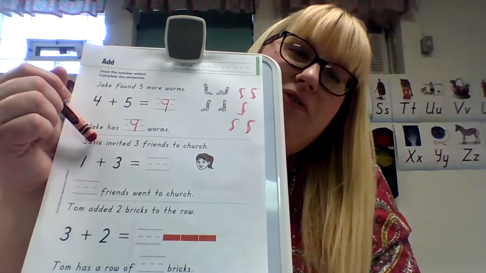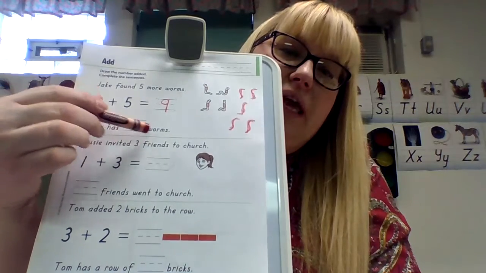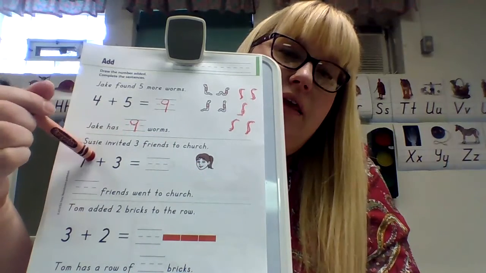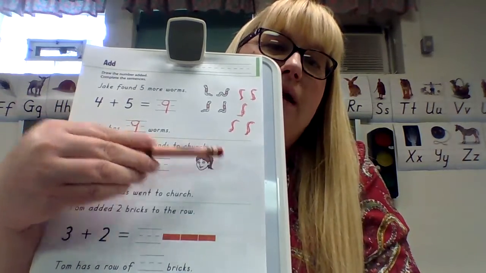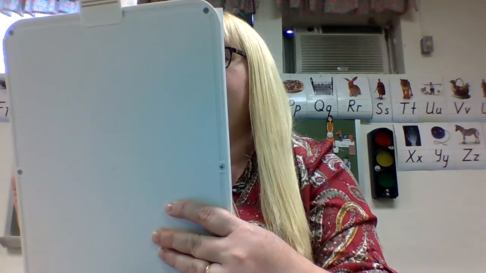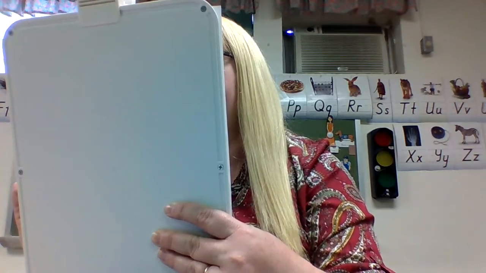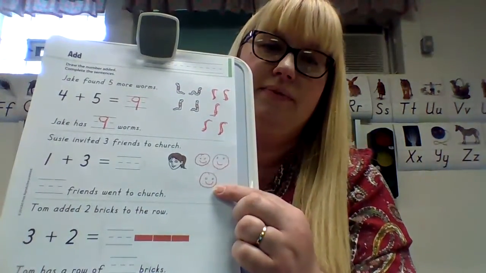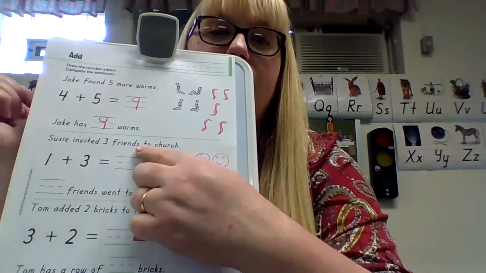Now, this one you got to draw faces. We're just going to make smiley faces for this one. It says Susie invited 3 friends to church. And this is Susie. So she's the one. How many friends did she invite? 3. 1 plus 3. So you're going to make 3 smiley faces to represent the friends. Okay, for the friends. So Susie invited 3 friends to church.